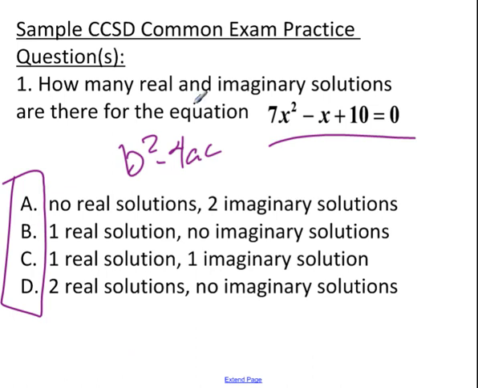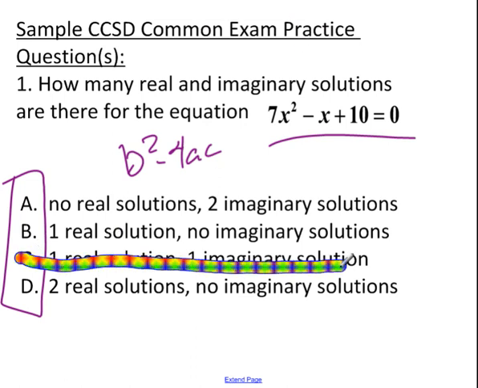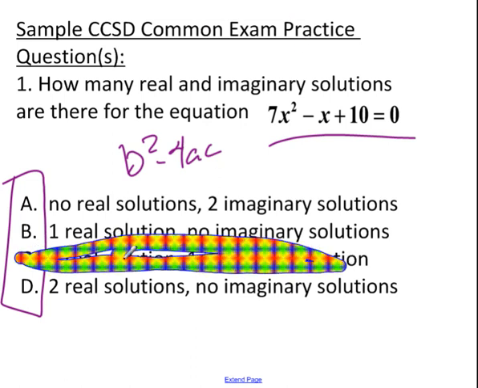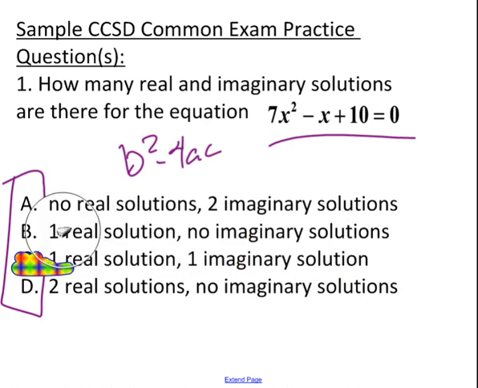The thing that I want you to know: do not ever, ever, ever pick this right here. Don't pick that one. One real and one imaginary, not possible. Two imaginary, one real, or two real. Those are the only situations that we can have. Do not be the kid that goes through and picks that middle C. One real, one imaginary. Can't happen. Don't be that guy.